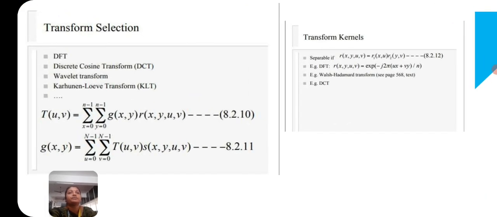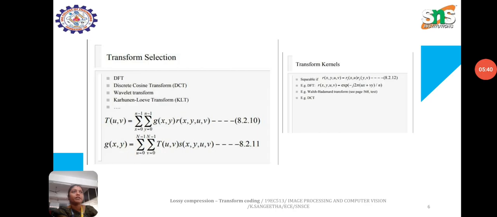And coming to the advantages. The advantages of transform coding are energy compaction, compression efficiency, reduction of redundancy, flexible compression control, smooth image reconstruction, and it can handle various image types.